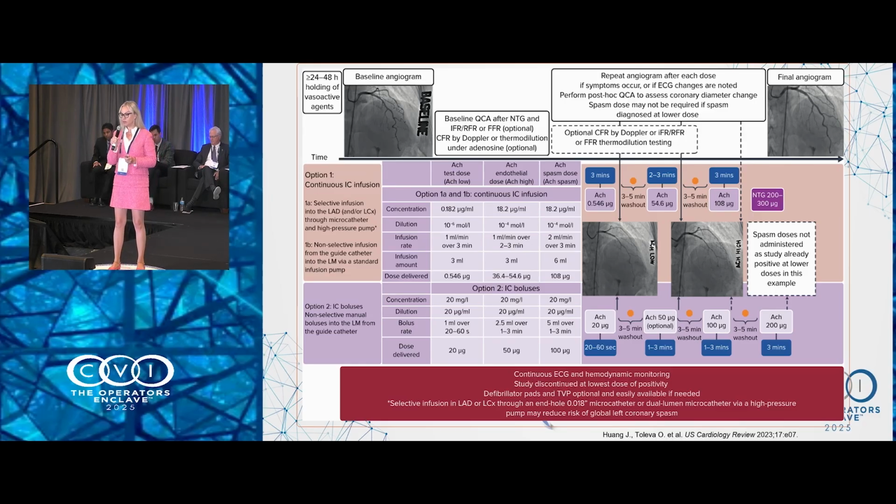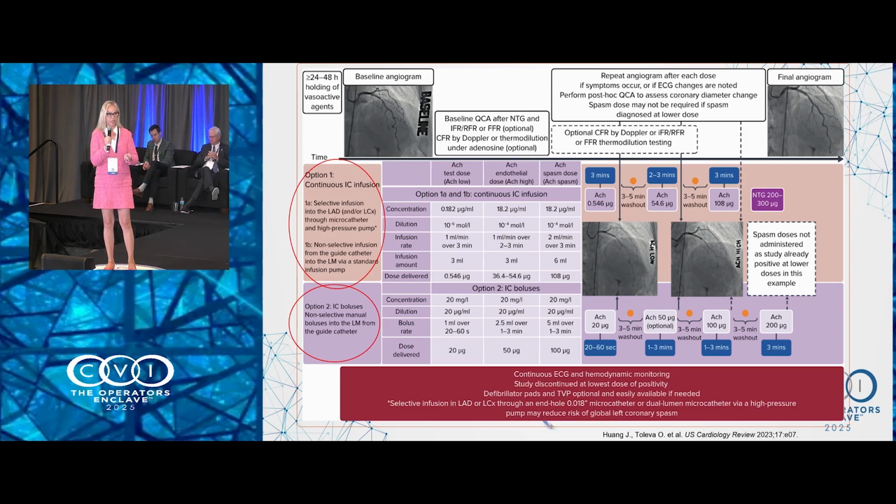This is a busy slide, but it's a summary of all the different protocols that we could use of how we apply acetylcholine. In the cath lab, it could be given intracoronary via infusion. This infusion could be given directly through the guide catheter, or it could be given through a microcatheter selectively into the LAD. There are more popular options nowadays where we use a hand injection with an intracoronary slow bolus with different dosages, and these are the different concentrations if we decide to use infusion or manual injection.